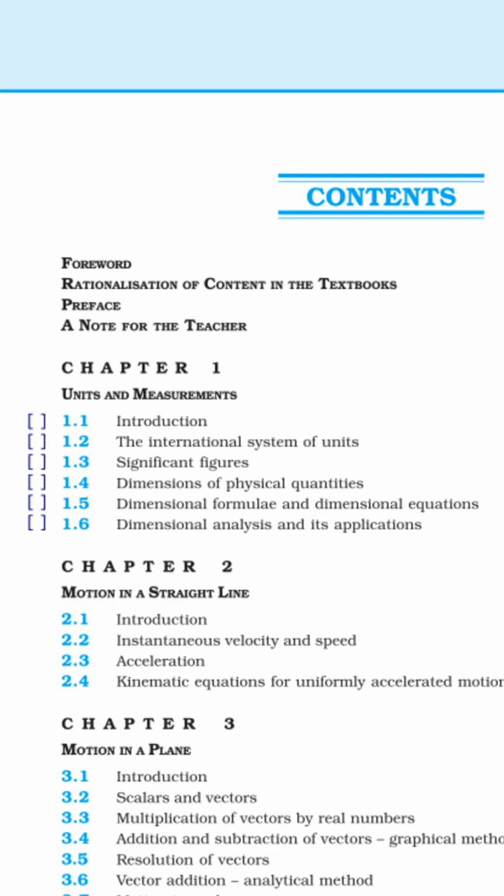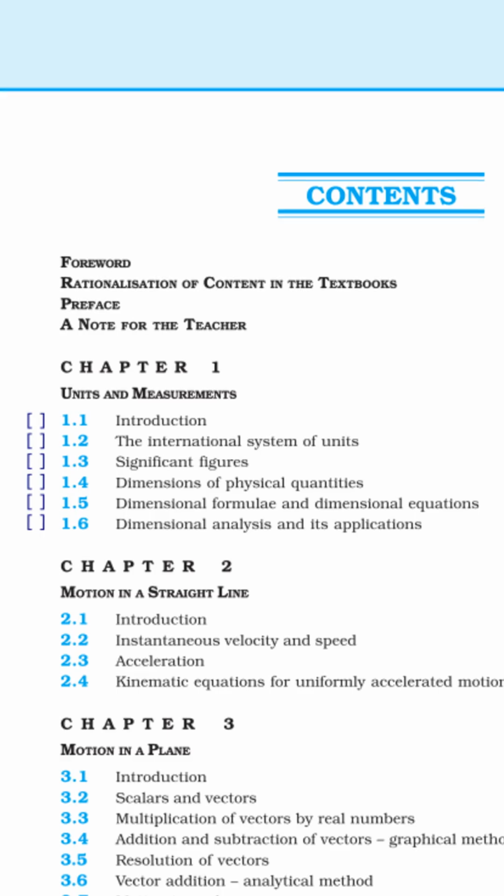So, now, would you mind repeating the table of contents from 1.1 to 1.6? Yes, monk. So first is introduction. The second one is the international system of units. The third one is significant figures and dimensions of physical quantities. The next one is dimensional formulae and dimensional equations, and the last one is dimensional analysis and its applications. Great, thank you. So, now let's begin.